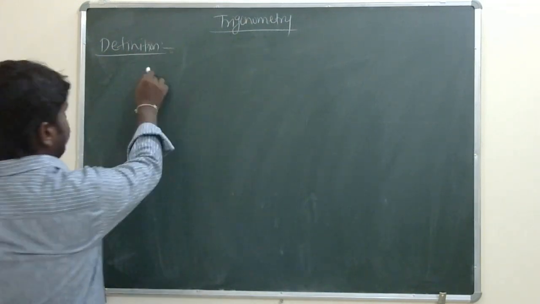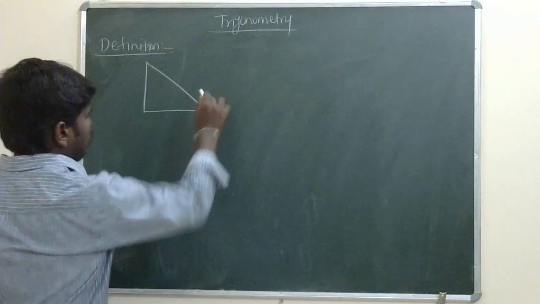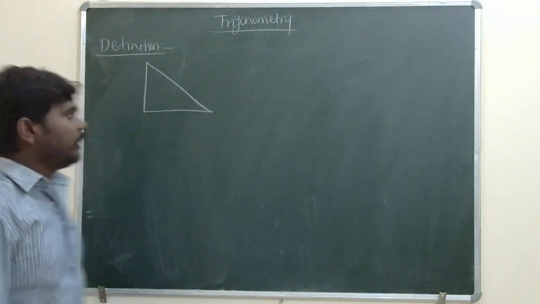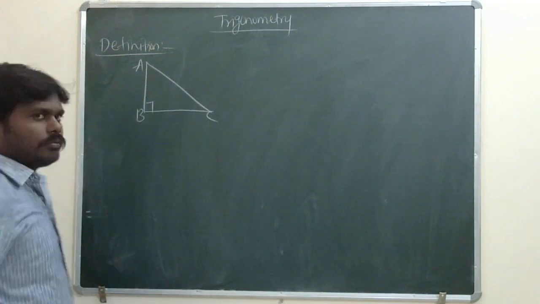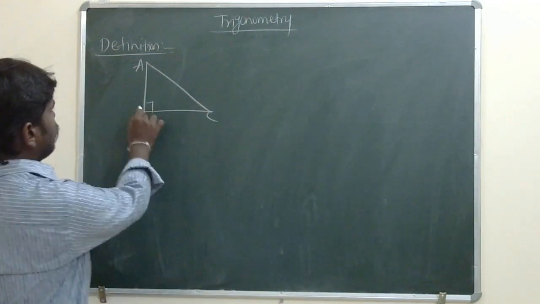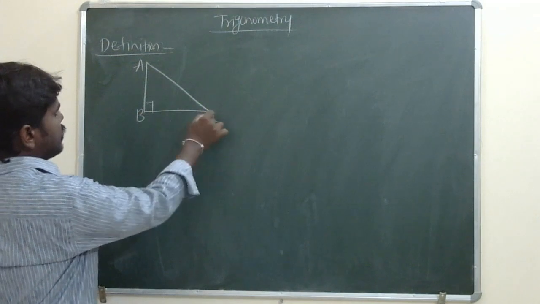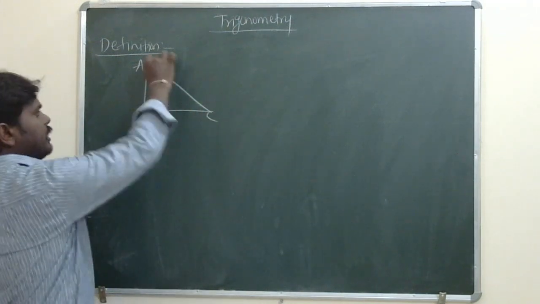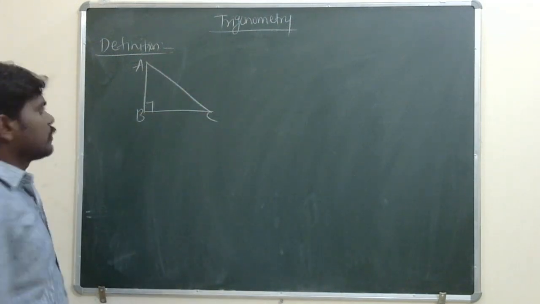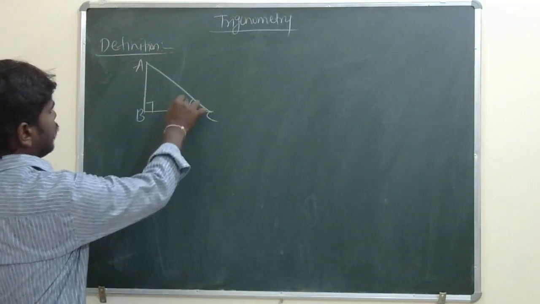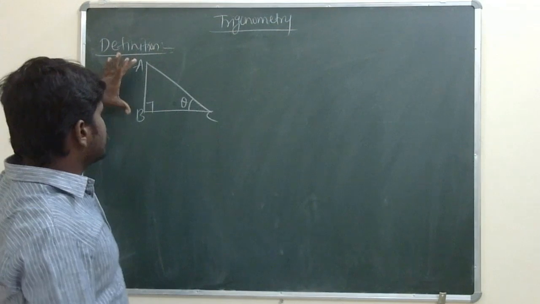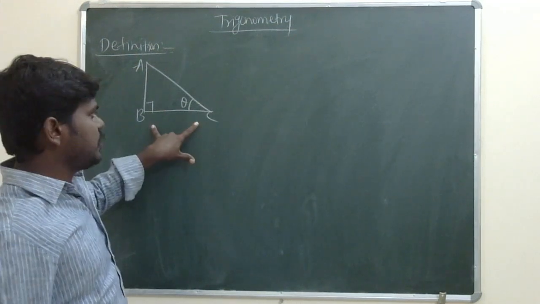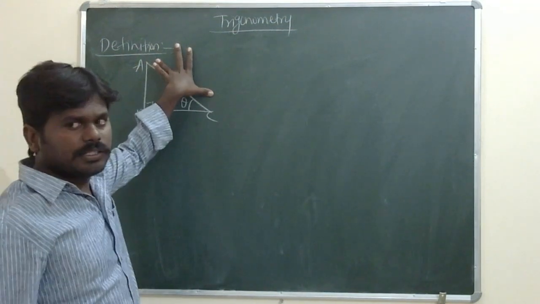So to define the trigonometric ratios, we need a right triangle. Okay, so here I am taking a right triangle ABC, right angle at B. So here AB is the height or altitude and BC is the base and AC is the hypotenuse. Okay, so here when I am taking angle theta here, with respect to the angle theta, opposite side is AB, adjacent is BC and hypotenuse is AC.